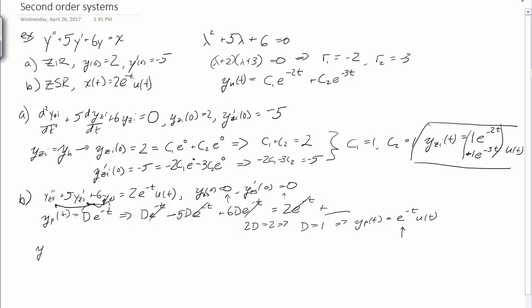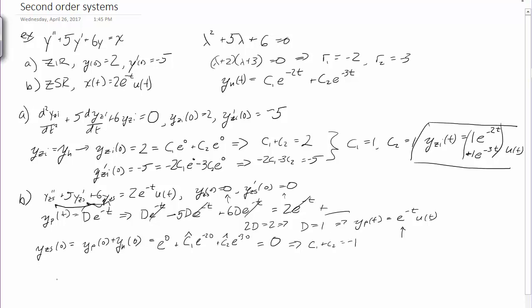So we need to say y_0 state at 0 will comprise y particular at 0 and the homogeneous solution at 0. So this is: take what we just solved for, evaluate it at 0, e to the 0, and now we're going to have c1, let's call it hat, e to the minus 2 times 0, plus c2 hat, e to the minus 3 times 0. And all of that has to be 0. So if you put this together, you get that c1 plus c2 has to be negative 1.